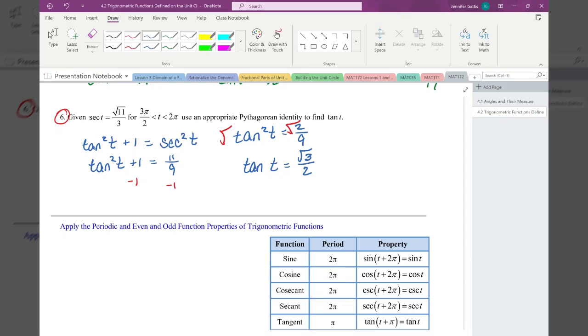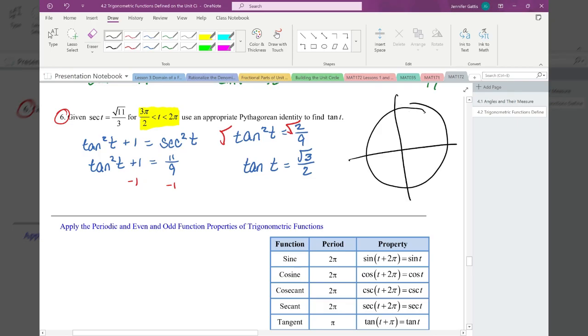Now, the other thing that we also have to pay attention to here is that we are told that our t is in between 3 pi over 2 and 2 pi. That means that the angle that we're looking for, oh, that's a horrible unit circle, y'all. So we have 0, pi over 2, pi, 3 pi over 2, and this is also considered 2 pi. So the angle that we're looking for is going to be somewhere here in the fourth quadrant.